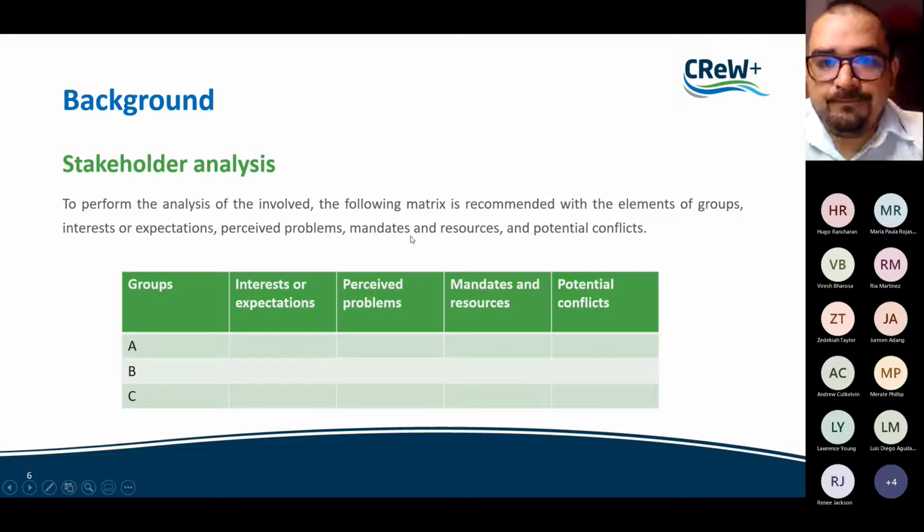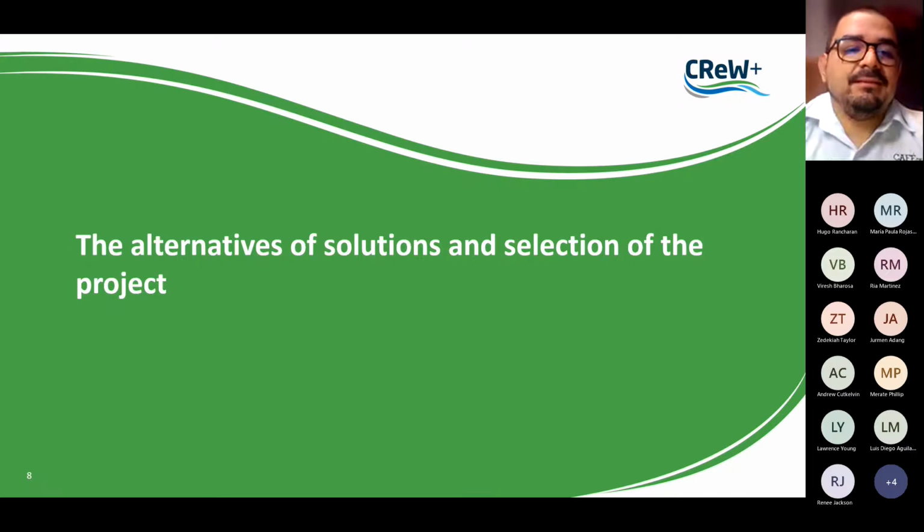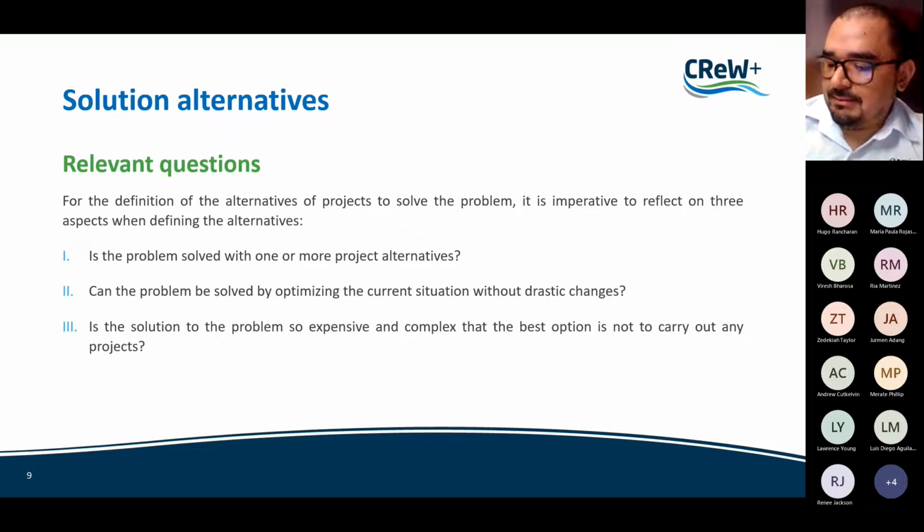Okay, let's move on. Well, let's start with the alternatives of solutions and selection of the projects. When we are going to do a project, there may be a lot of alternatives, a lot of ideas of projects to perform. So it may be difficult, especially if we are working in a group with different interests, different ideas, different beliefs. It is difficult to search for an agreement between everyone about the project to perform.